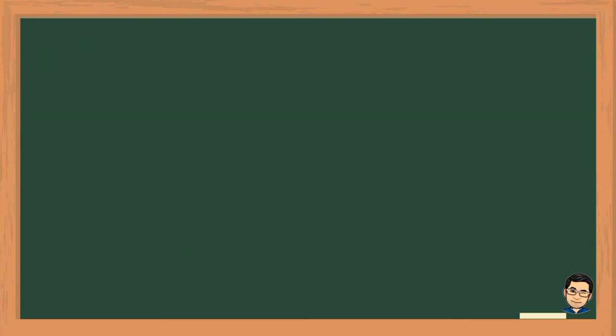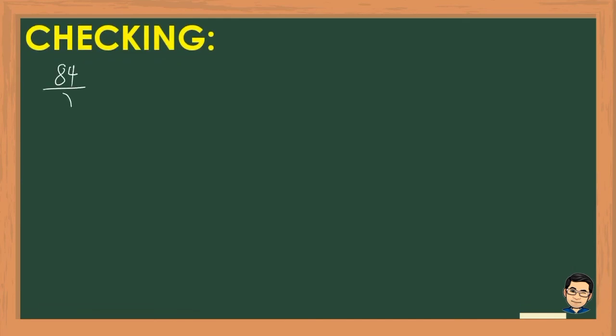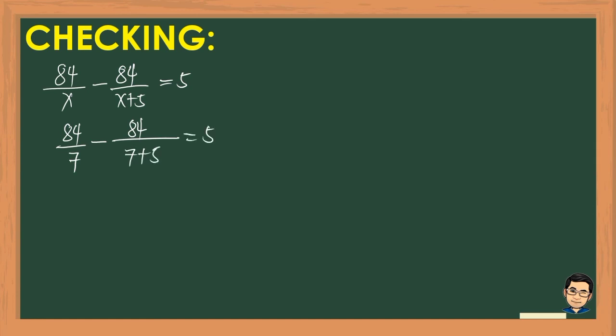So to check, 84 over x minus 84 all over x plus 5 is equal to 5. And then the value of x is 7. So 84 over 7 minus 84 all over 7 plus 5 equals 5. So 84 divided by 7, that is 12, minus 84 over the sum of 7 and 5, that is 12. So 84 divided by 12, that is 7, equals 5. So 12 minus 7, that is 5, equals 5.